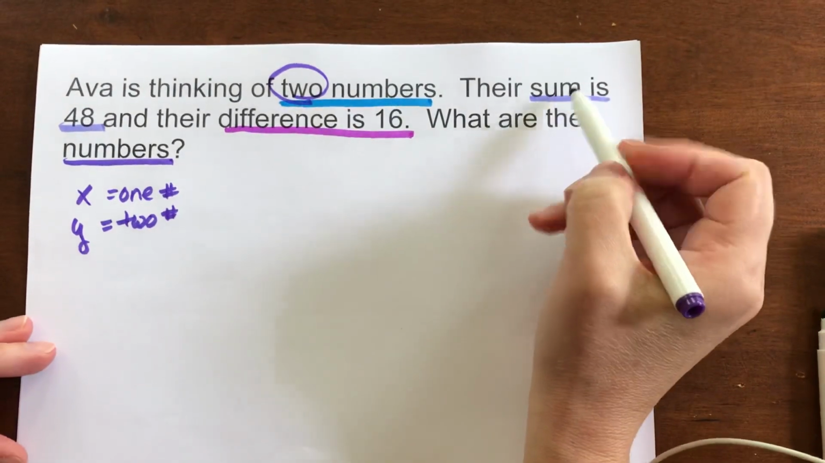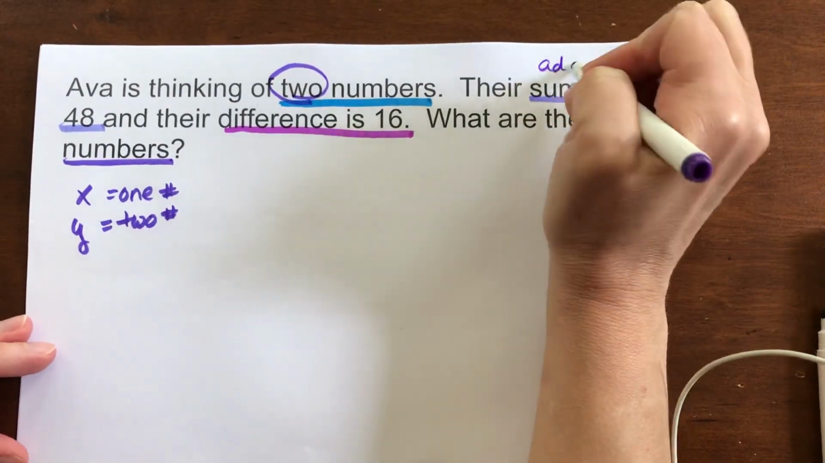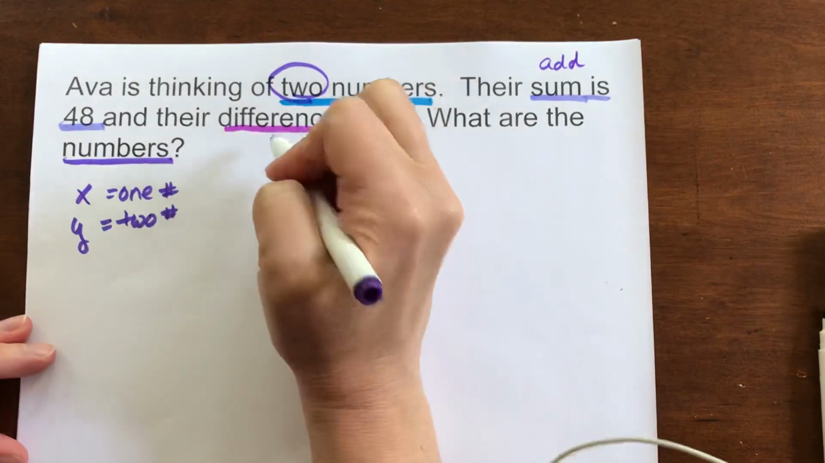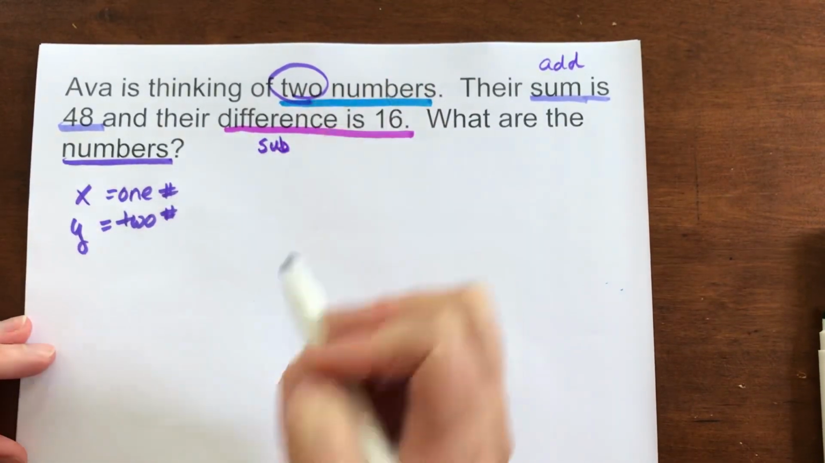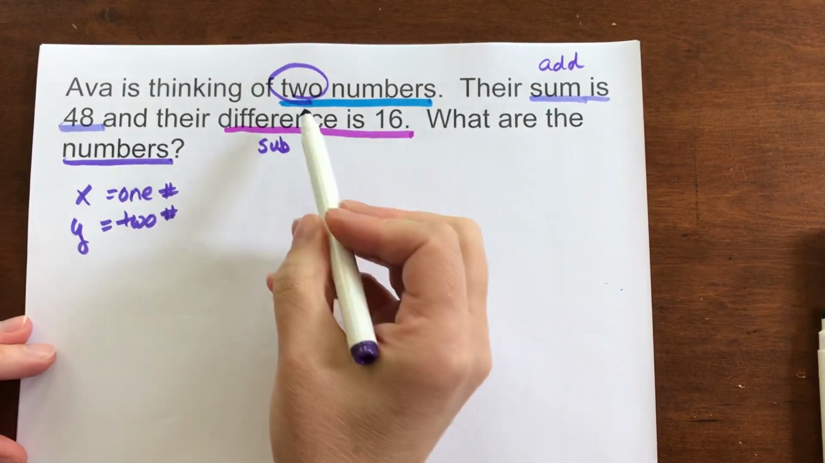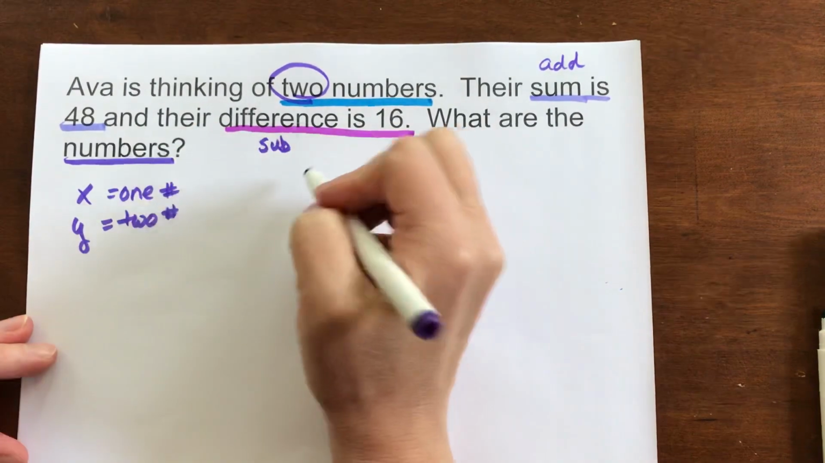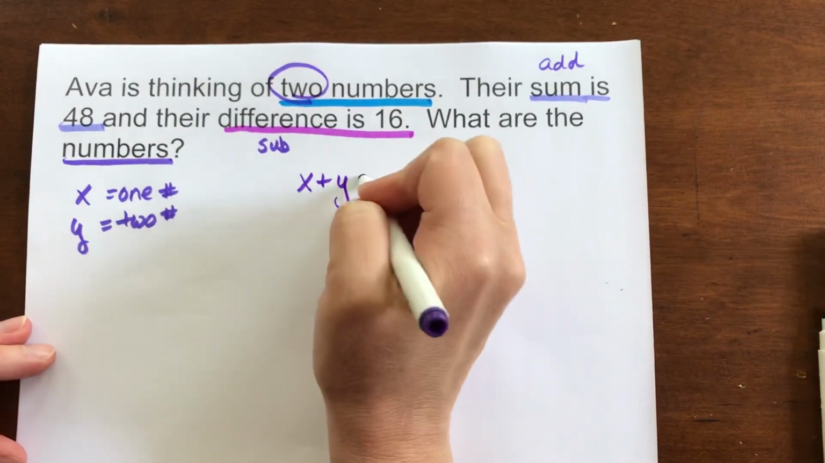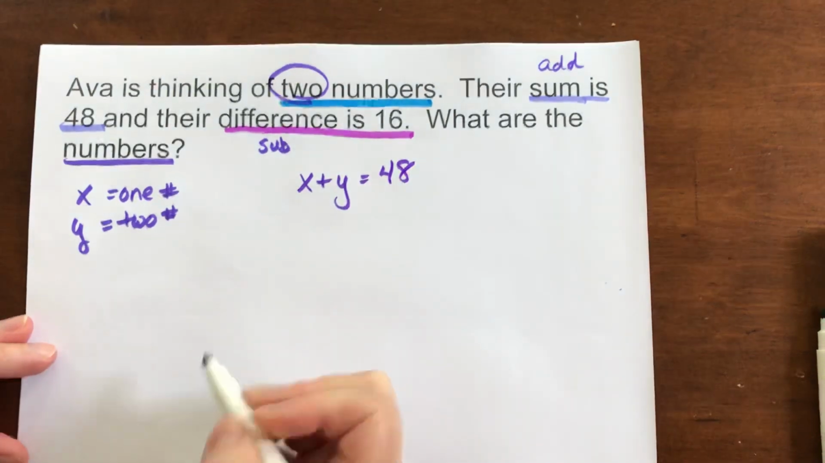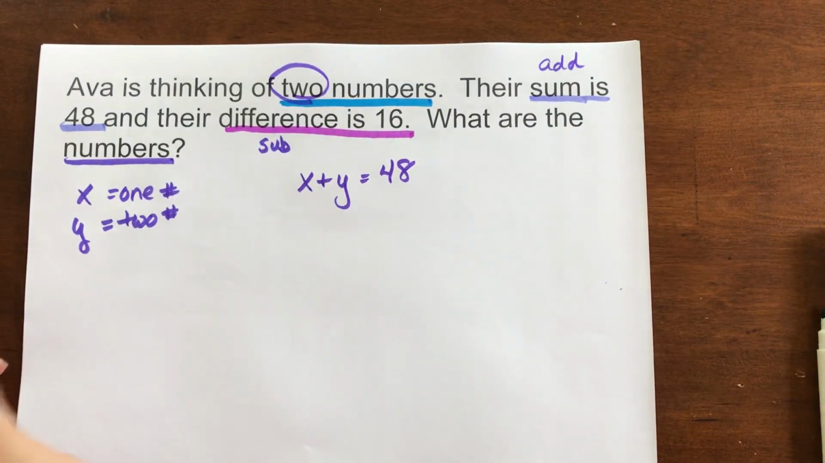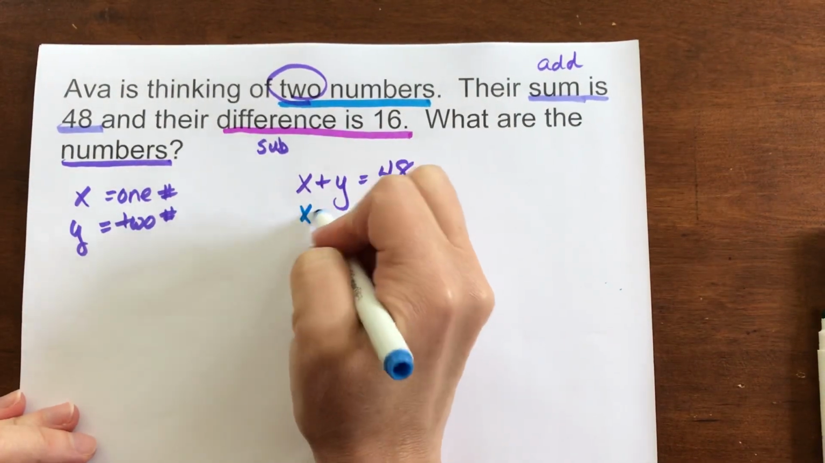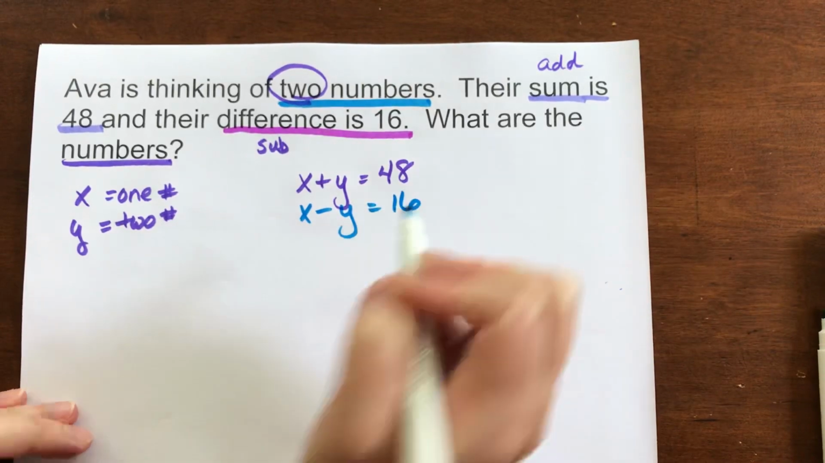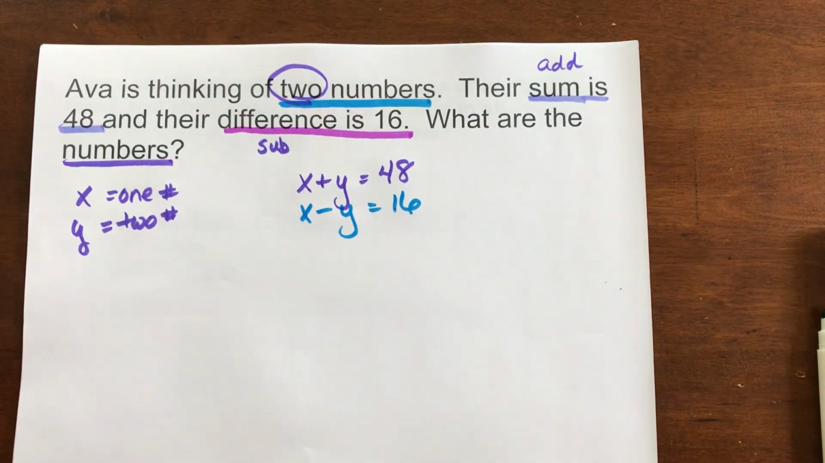All right, what does sum mean in math? Sum is add. What does difference mean in math? Difference is subtract. So if the sum of the two numbers is 48, that means x plus y is equal to 48. And if the difference of the two numbers is 16, that means x minus y is 16. Now, how would you solve that?